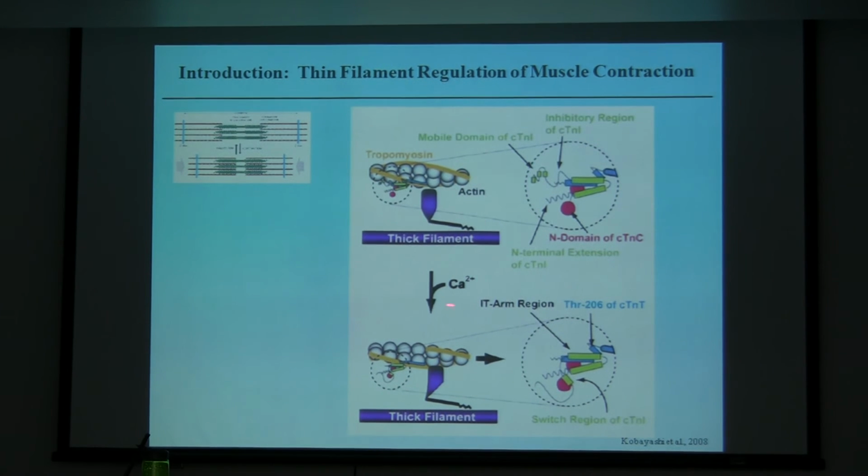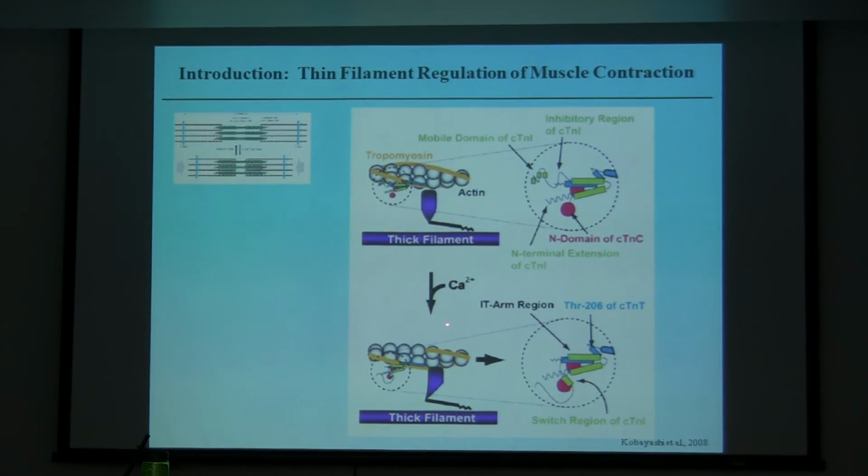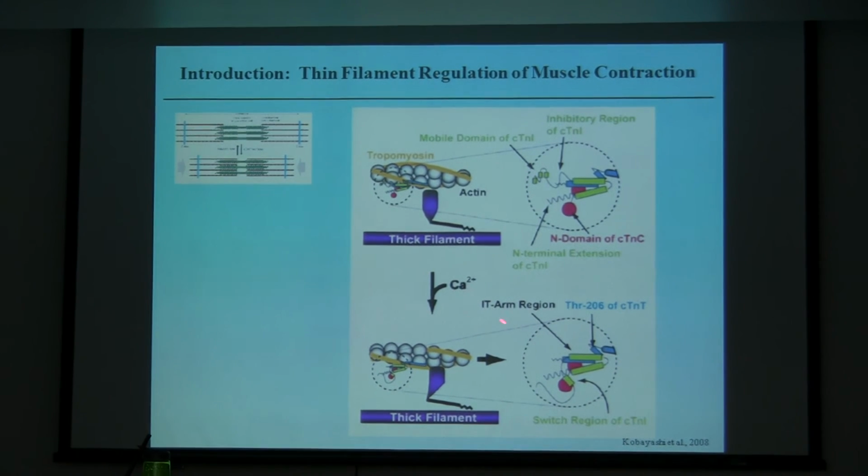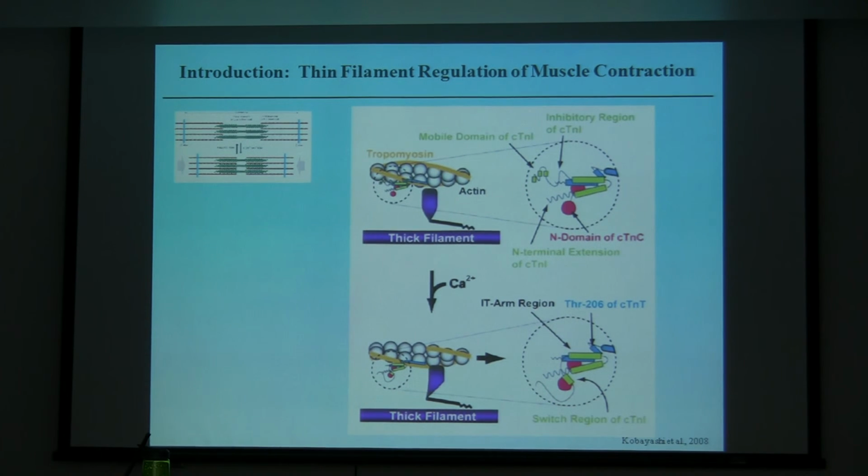On the other hand, during systole, shown in this bottom panel, the intracellular calcium levels rise, and the binding of calcium to TNC causes a rearrangement of the troponin complex, such that the switch region of cardiac TNI now becomes bound to the end lobe of TNC and results in the inhibitory region and mobile domains pulling away from actin and alleviating their inhibitory influence.